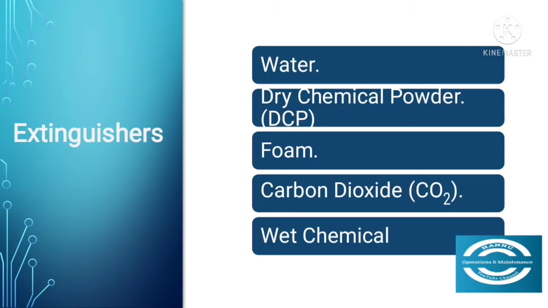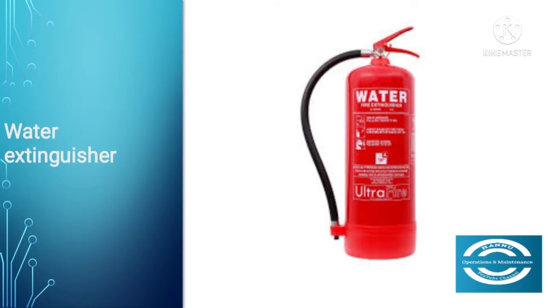Next one is the types of fire extinguishers. Here mentioned one by one: water type fire extinguishers, dry chemical powder fire extinguishers, foam type fire extinguishers, carbon dioxide fire extinguishers, wet chemical fire extinguishers. Next, in this slide I will explain clearly fire extinguishers, color codings and all.